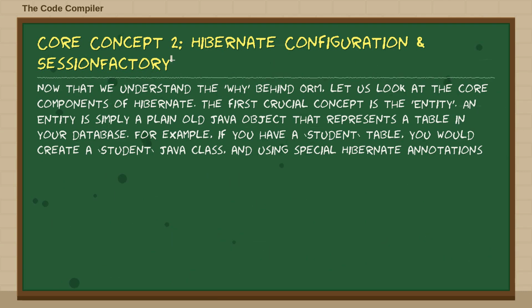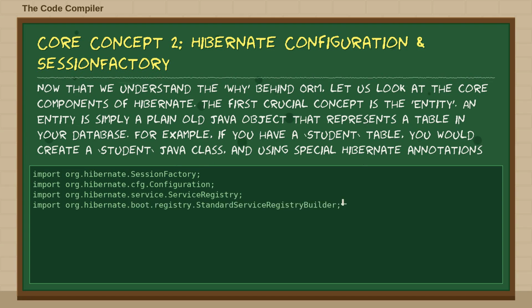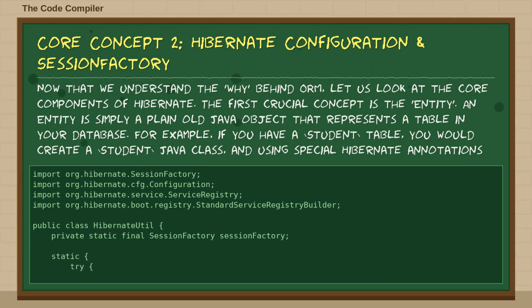Hibernate uses these annotations to understand how to map your Java class to a database table and its properties to table columns. It is like telling Hibernate, hey, this Java object corresponds to this database table. This makes your code clean, type-safe, and much easier to manage compared to writing manual SQL statements for every operation.